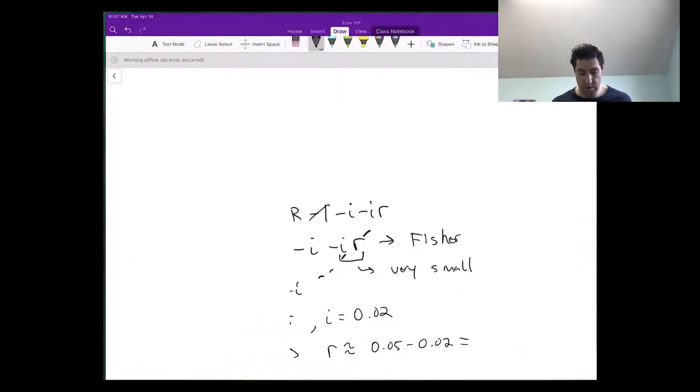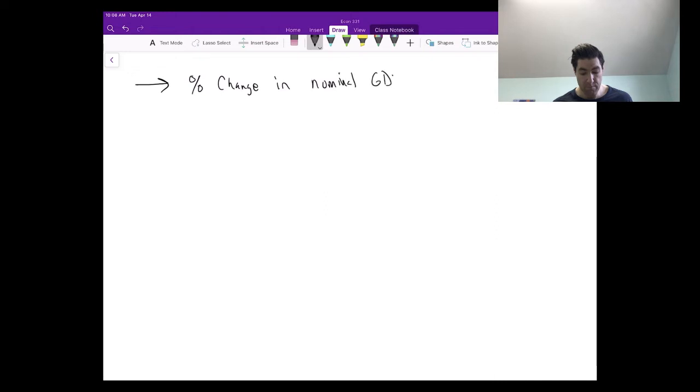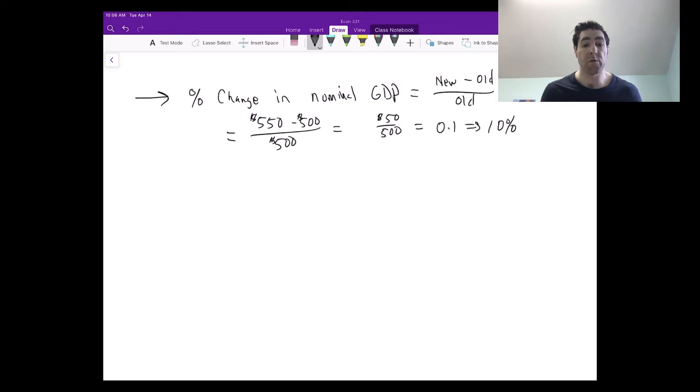Now, if I go over to a different set of notes here, let's just note that the percent change in nominal GDP is the new nominal GDP minus the old divided by the old. So in our example, that's 50 over 500, which is a 10% increase. So nominal GDP increased by 10% between the 2 years.